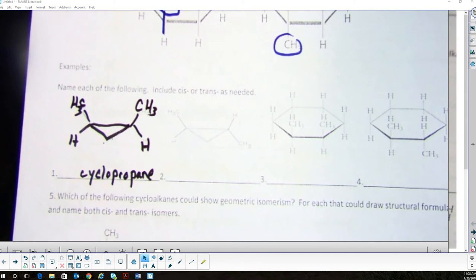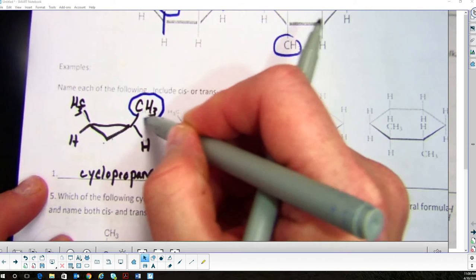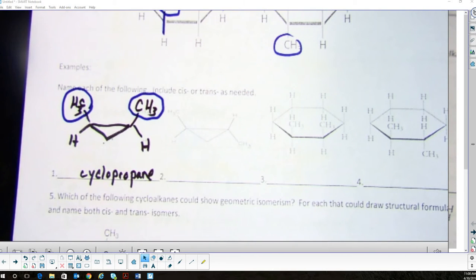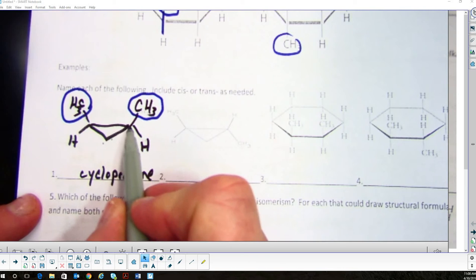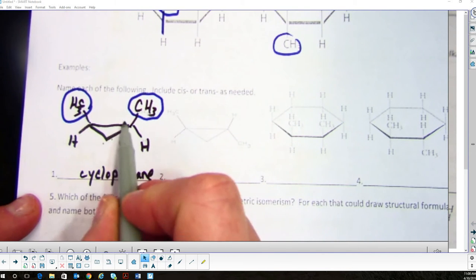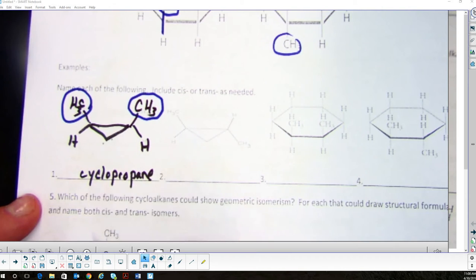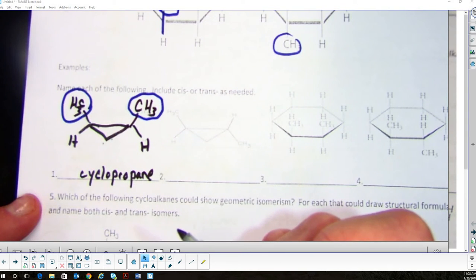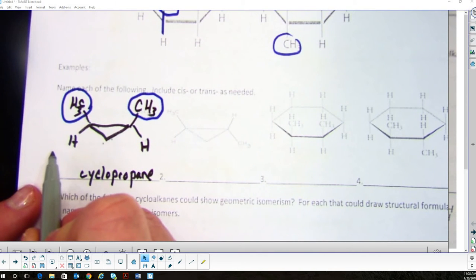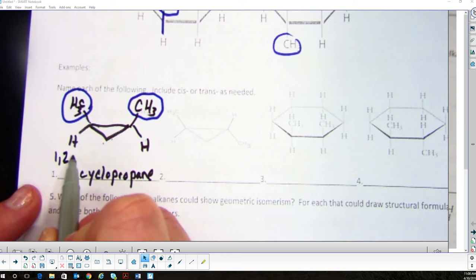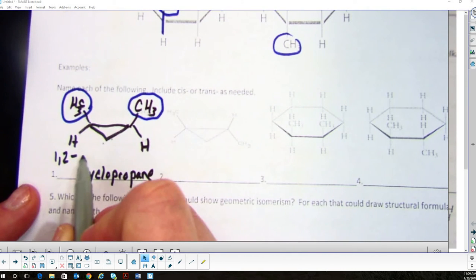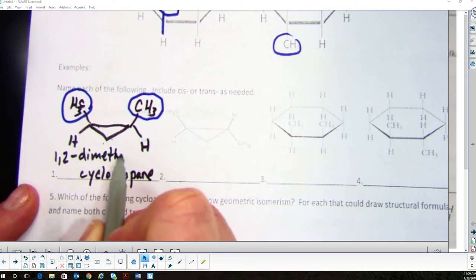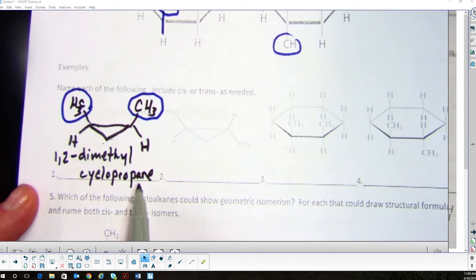Then what do we do? We identify what's coming off of it, right? Here is a methyl group, and here is a methyl group, right? How am I going to number it? Does it matter? It doesn't really matter. I could start here 1, 2, 3, or start here 1, 2, 3. Do I want to start here 1, 2, 3? Why? Because I want the lowest numbers. Okay, so we would put what? 1, 2 dash what? Dimethyl, good. And then it would go into cyclopropane, right?